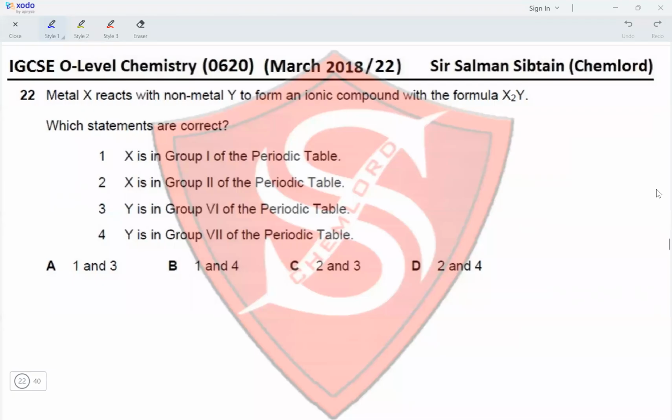Question 22. Metal X reacts with non-metal Y to form an ionic compound with the formula X2Y. So if metal is X and it reacts with Y and there are two metal ions, so X should have a positive 1 charge, and Y should have a negative 2 charge. That is why 2 moles of X would react with 1 mole of Y, producing X2Y as the ionic compound.